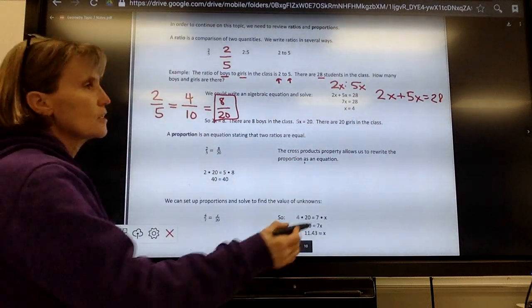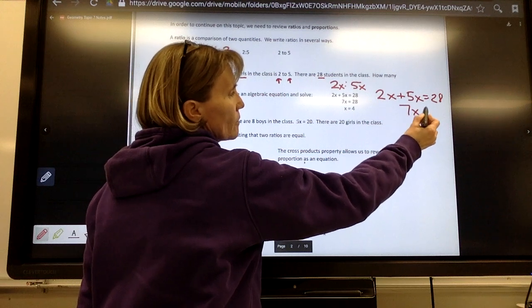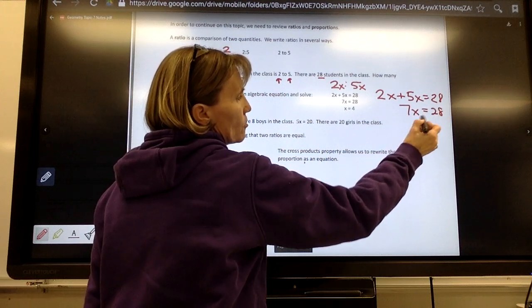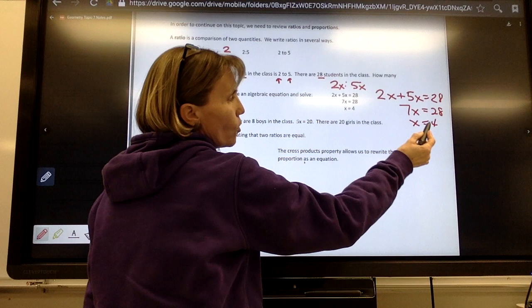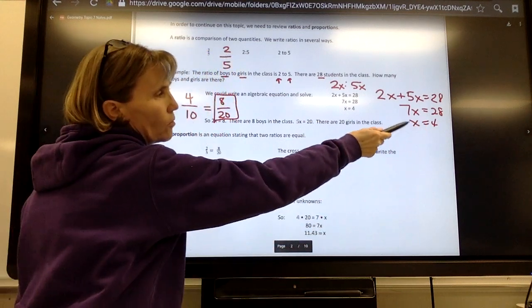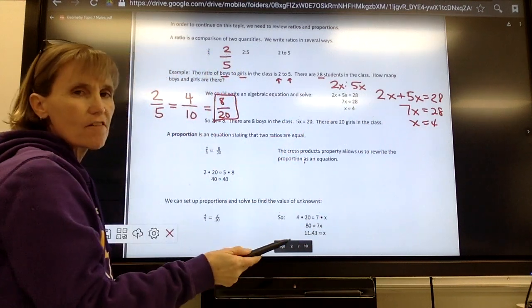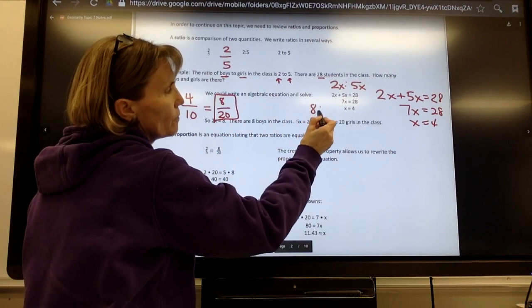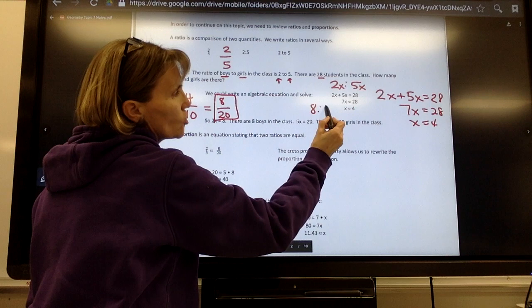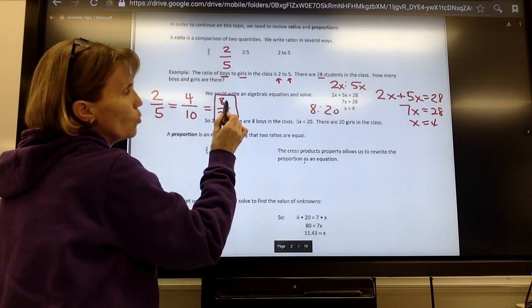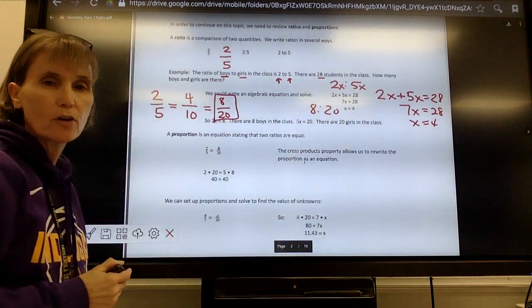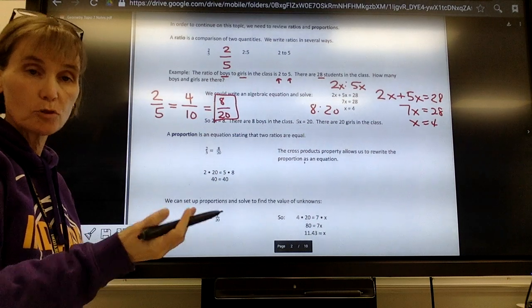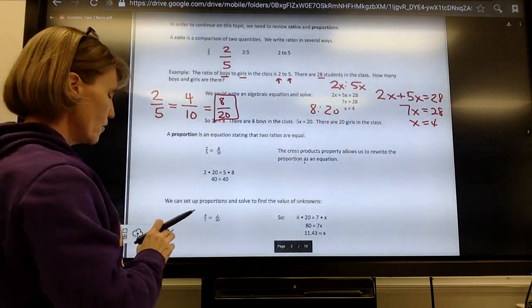We know that 2x plus 5x is 7x. Okay, we divide both sides by 7, and we get x equals 4. And that tells us what we need to multiply our 2 and our 5 by to get the actual numbers. 2 times 4 is 8. 5 times 4 is 20. So we knew we had 8 boys and 20 girls in the class. Okay, that's one way to solve when they're asking you for the actual number.